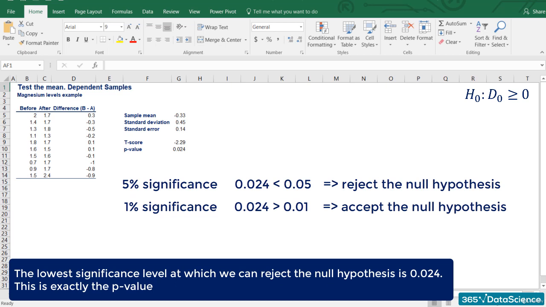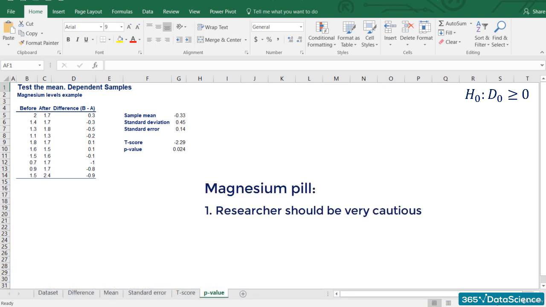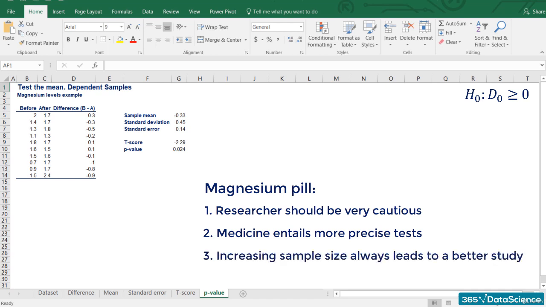What does this tell us? Well, it is up to the researcher to choose the level of significance. In the case of the magnesium pill, we expect that the researcher will be very cautious, as he would want to know if this is an effective pill that will be able to actually help people. If we cannot say that the pill works at a 1% significance level, perhaps it is better to take it back to the laboratory. An alternative would be to test again and increase the sample size for better results. A sample of 100 people would improve the level of precision significantly.